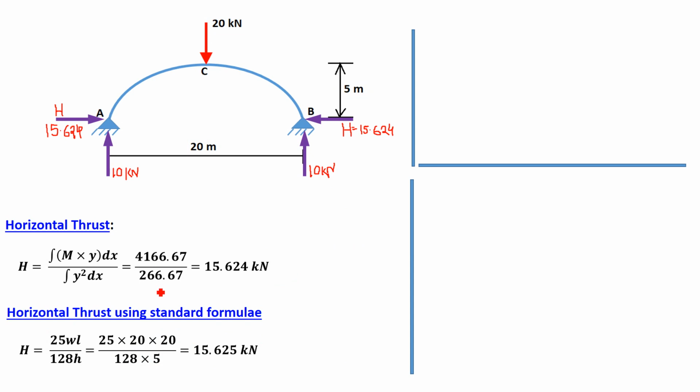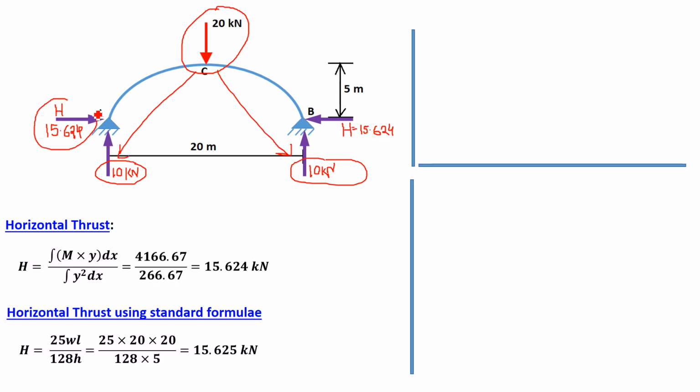Okay, so now this is the answer for reactions at supports. Vertical reactions we already calculated by using simple engineering mechanics. For a central point load of 20, half will be at the left support, half will be at the right support, 10-10, and this horizontal reaction is also called horizontal thrust, which we calculated by using this equation. The answer we got is 15.624.